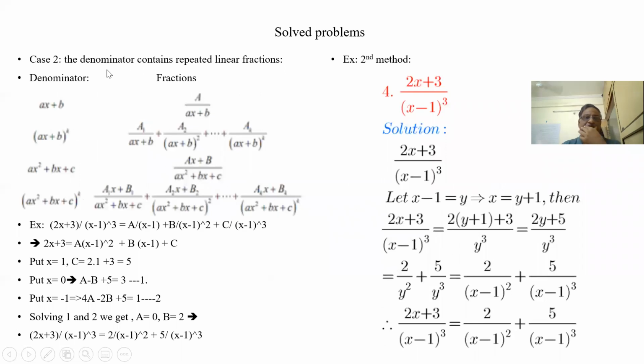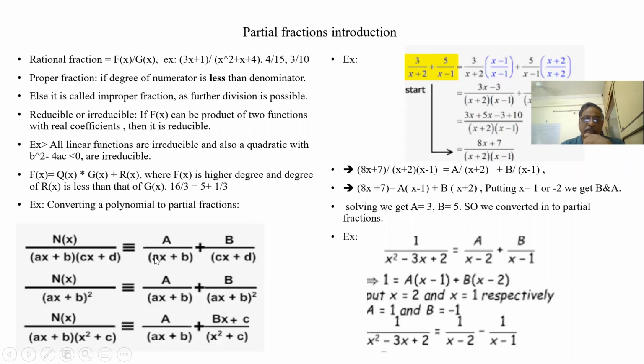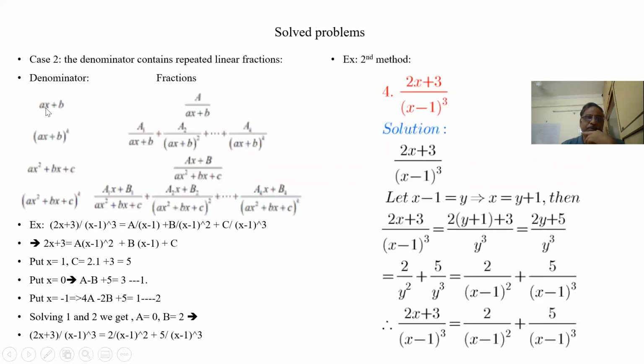Let's see. If the denominator contains repeated linear factors, we are now doing another type. What have we seen so far? We have seen one type of problem where the denominator has two different linear functions. If the denominator has a repeated linear function, then we will see that case. A single one is A by ax plus b. If the square is there, then I have to do A by ax plus b plus B by ax plus b whole square. If it is to the power of k, I have to put A1 to Ak over increasing powers of the linear function.